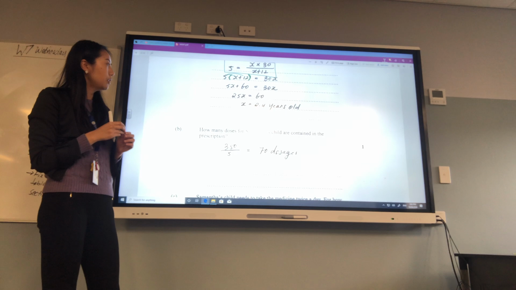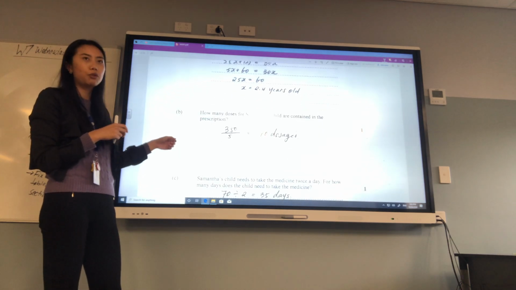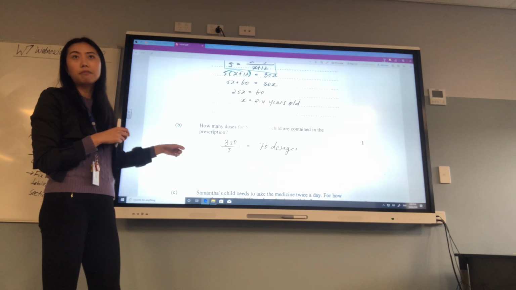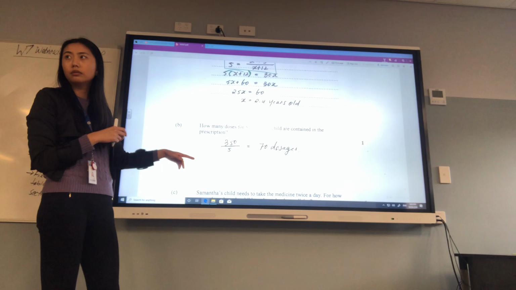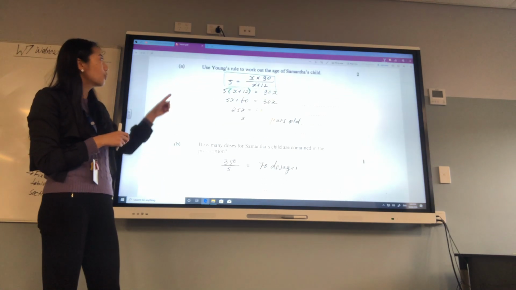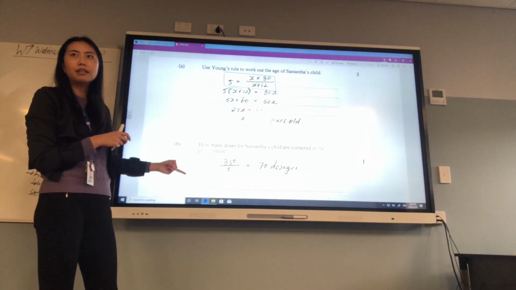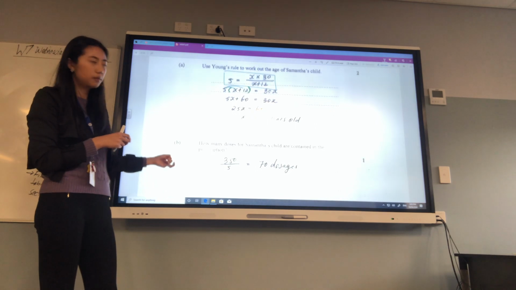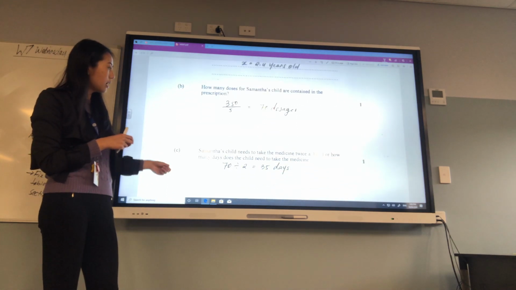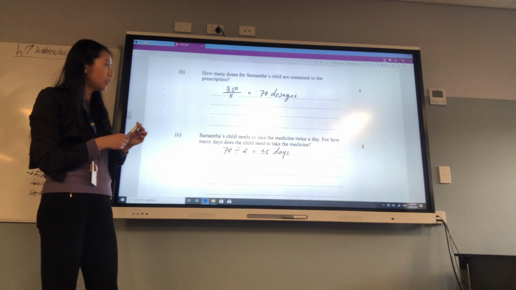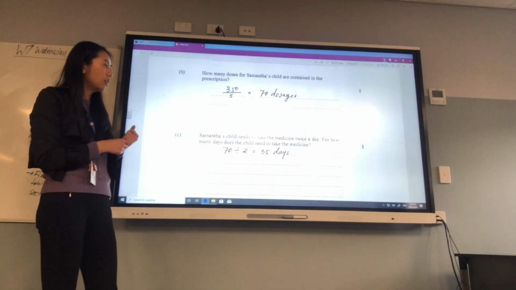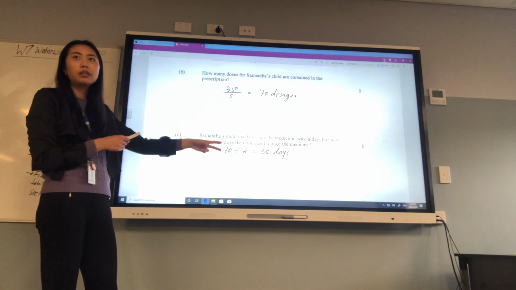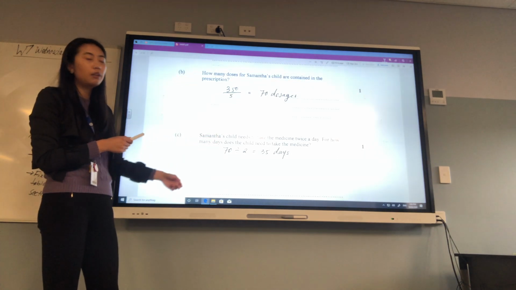And then it says how many doses for Samantha's child are contained in this prescription. So it's 350 milligrams, and it's 5 grams each time. So you do 350 divided by 5. Even if you didn't do question A, you are able to do B and C. They're very simple questions. Question C, the child needs to take the medicine twice a day. So for how many days can the child take it? It's 70 doses, 2 doses per day, divide, 35 days.